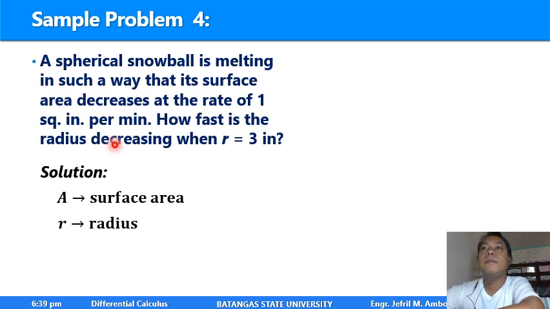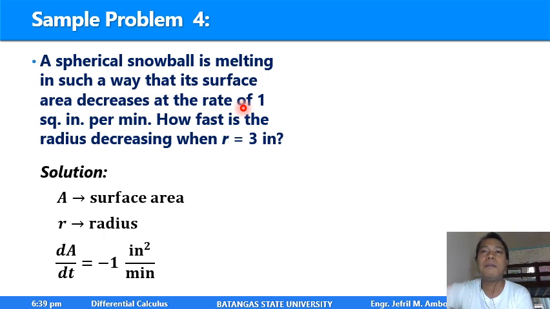Okay? Now, the area decreases at a rate of 1 square inch per minute. So, how do we represent this 1 square inch per minute? So, it's very obvious. This is a square inch, no? A unit of area. And this is minute. So, that is a unit of time. So, that is a unit of area per unit time. Okay? So, we can represent it as what? Okay? Can you guess? Yes, that's correct. That's your dA over dt. And since it is decreasing, it should be negative.